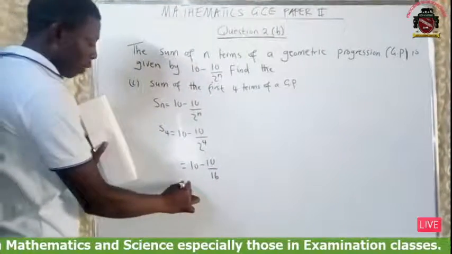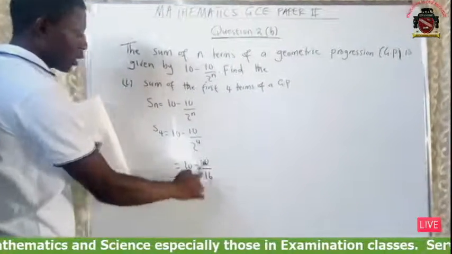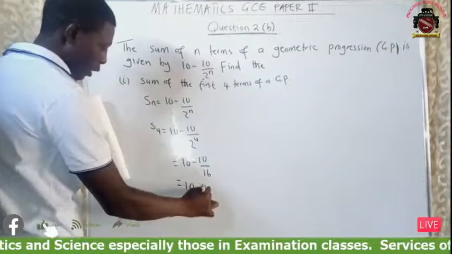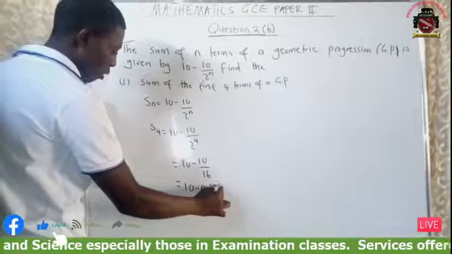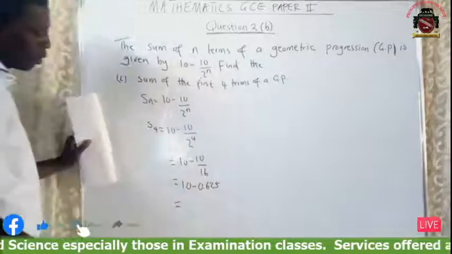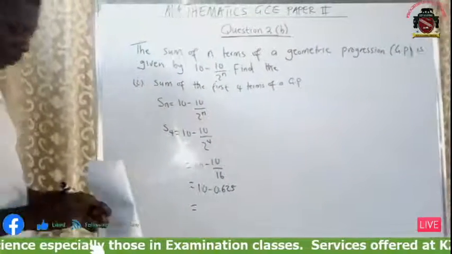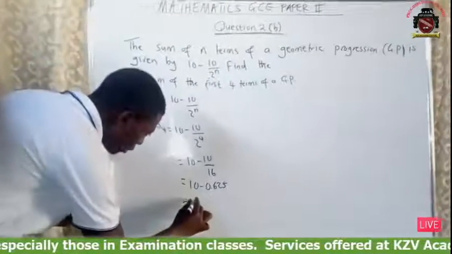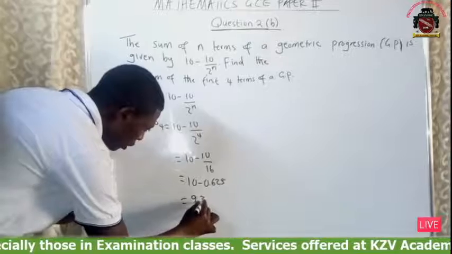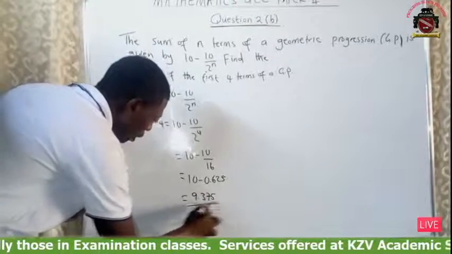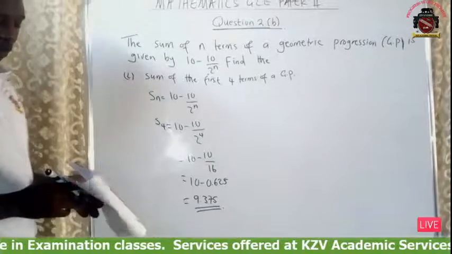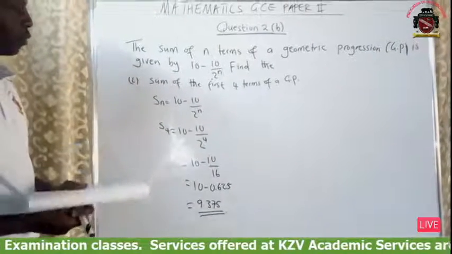Yes. And then we have 10 minus, what is 10 over 16? It's 0.625. Then we have 10 minus 0.625. What do we get? That is 9.375. So this is the sum of the first 4 terms of the GP.